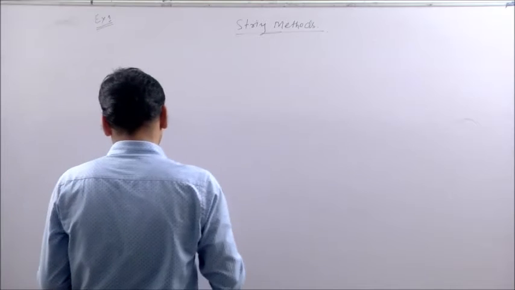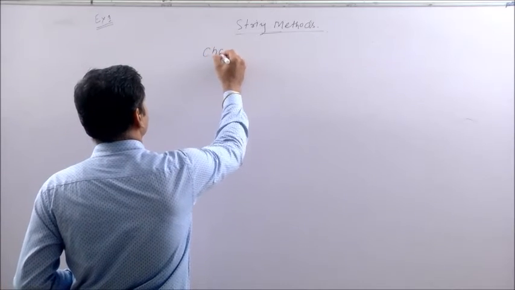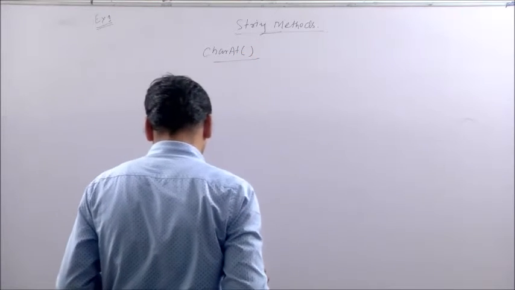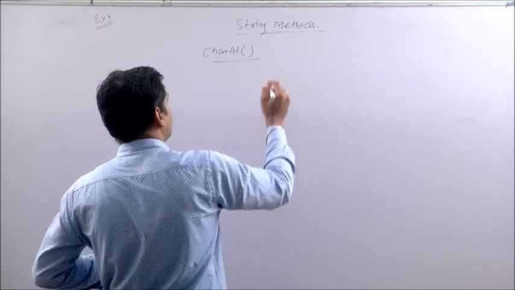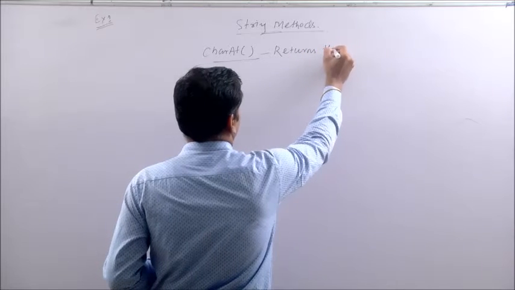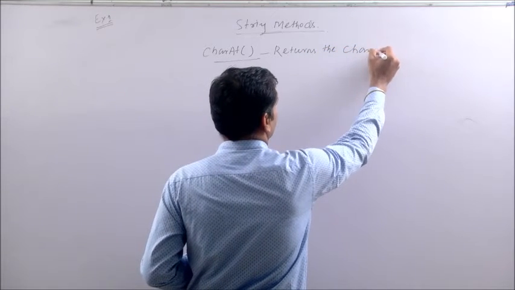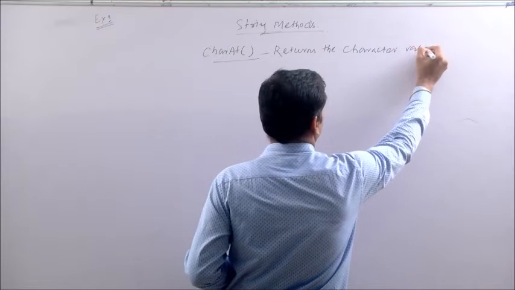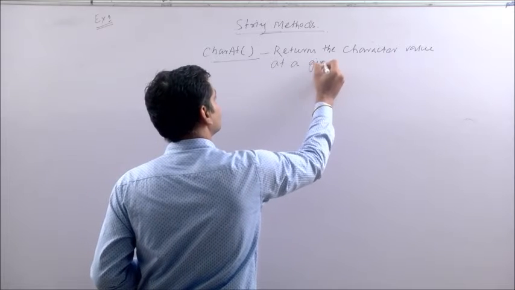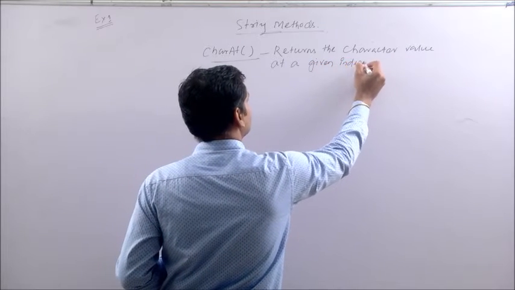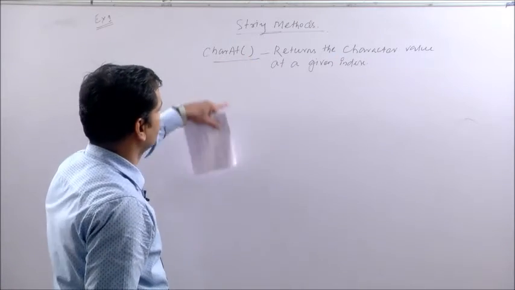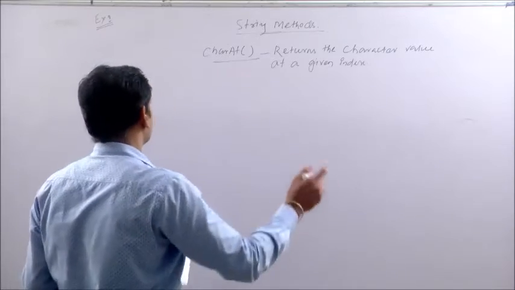So the first method is charAt. It returns the character value at a particular index, at a given index. That means the index value is given as a parameter to charAt, and it is going to return the character that is present at the given index value of the string.